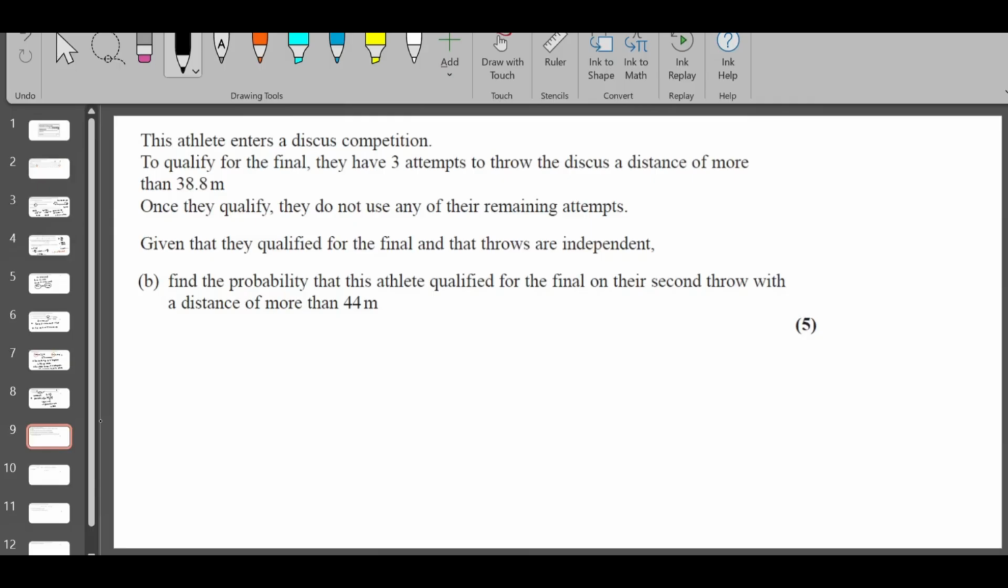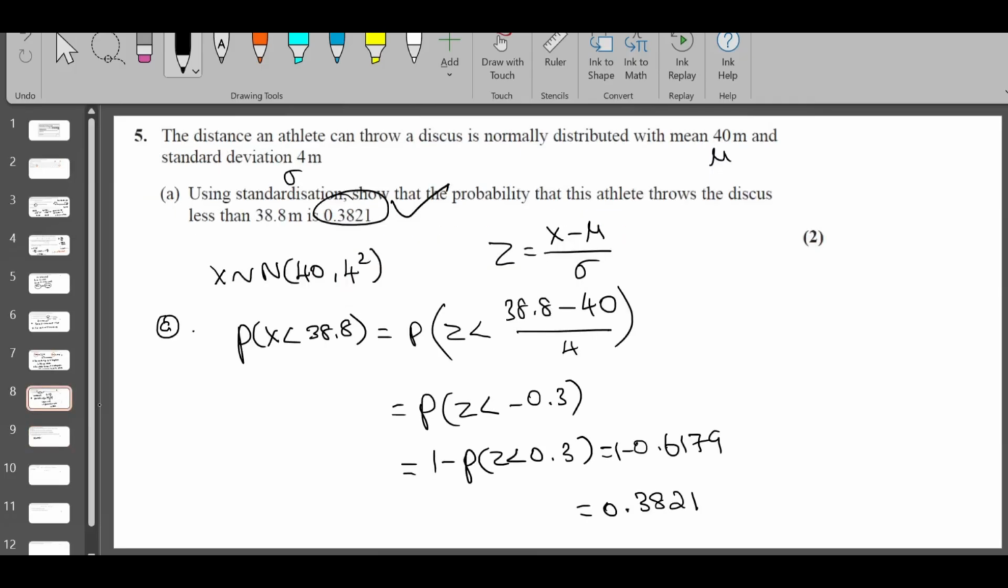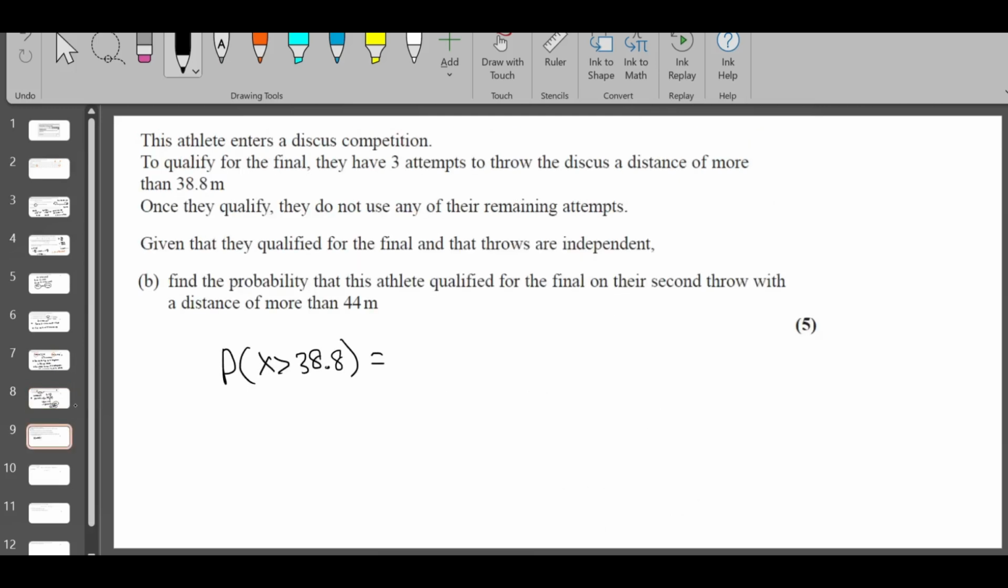So to qualify, they have to throw more than 38.8 meters, right? And we just calculated less than this value. So more than is 1 minus this value, which is 0.6179. So they have 3 throws, and to qualify, out of 3 they need to throw the discus more than 38.8 at least once, right? So the probability of success is 0.6179.